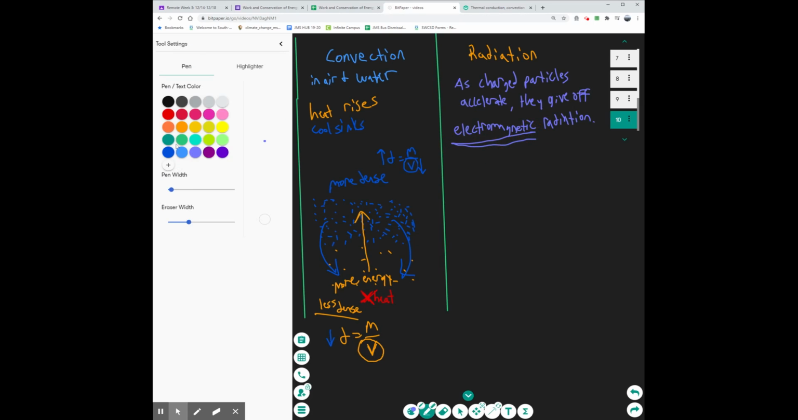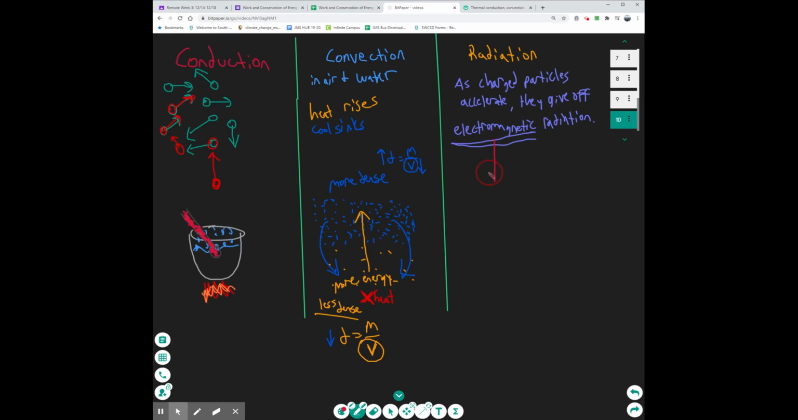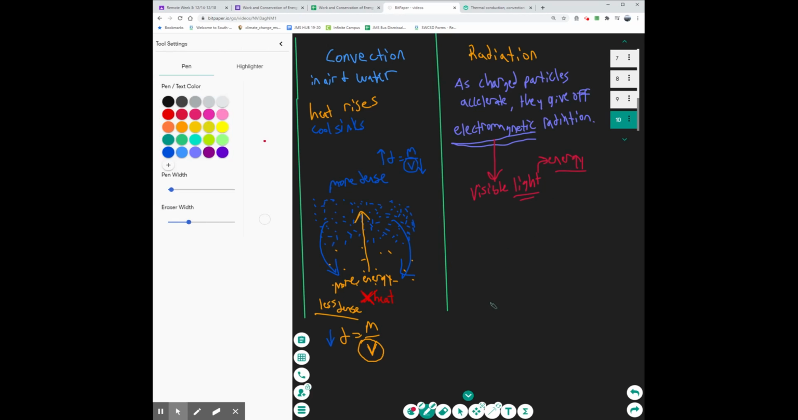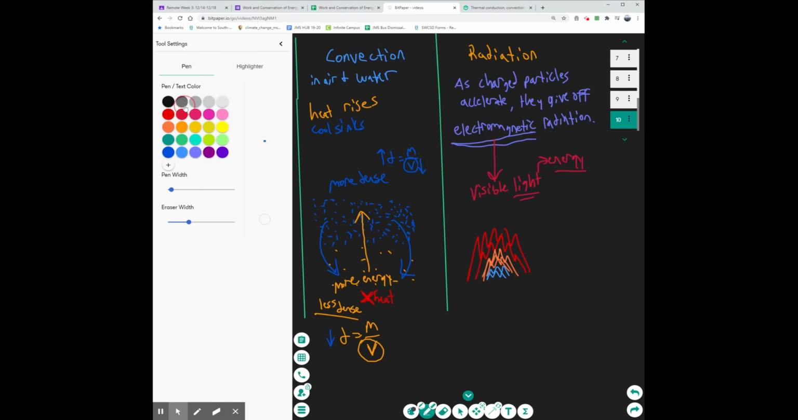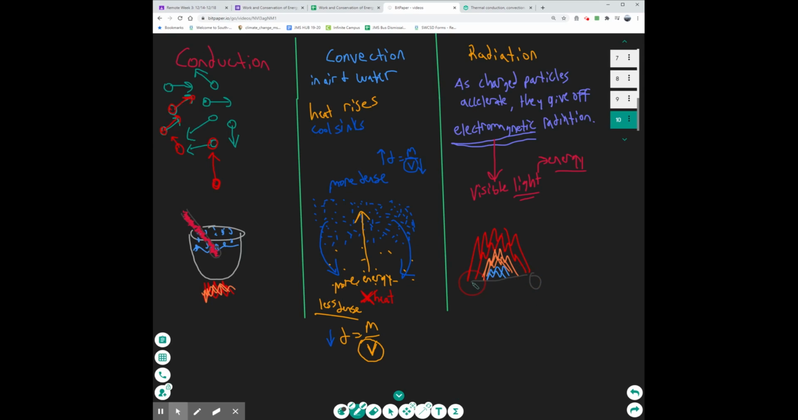Oftentimes, we see this literally as visible light. Remember, light is energy, right? So when you're looking at a fire, looking at a fire like this one, bear with me. I'm going to draw it very specifically because I want you to see something. There we go. And we'll put a log down here, right? There you go. We've got a log. It's on fire. Hooray. Okay.